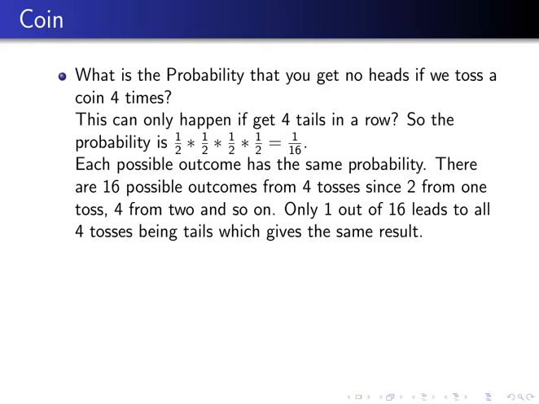Each possible outcome has the same probability. There are 16 possible outcomes from 4 tosses, since 2 from 1 toss, 4 from 2, and so on. And only 1 out of these 16 possibilities leads to all 4 tosses being tails, which gives the same result, 1 over 16.